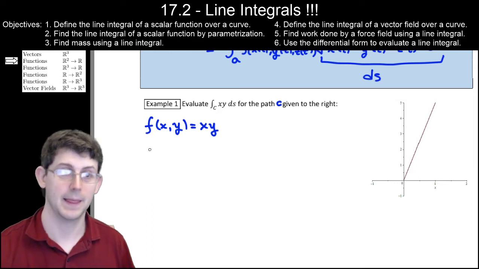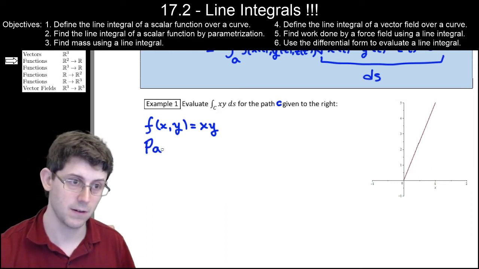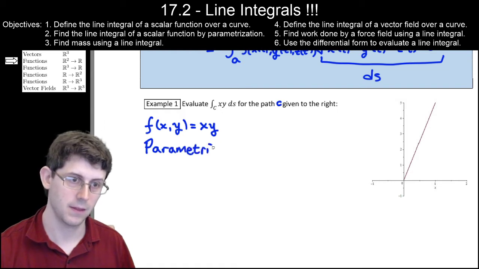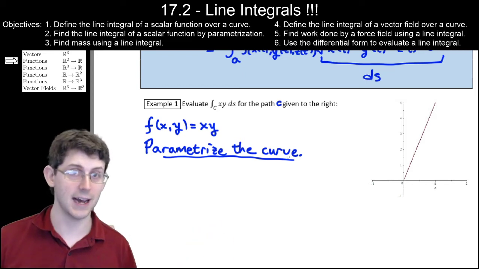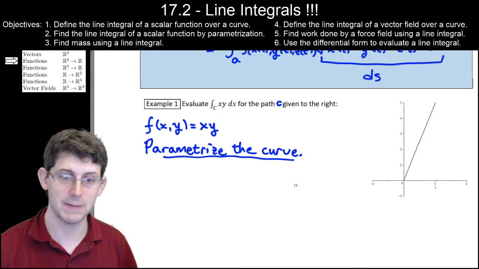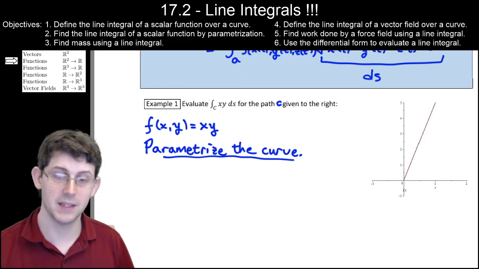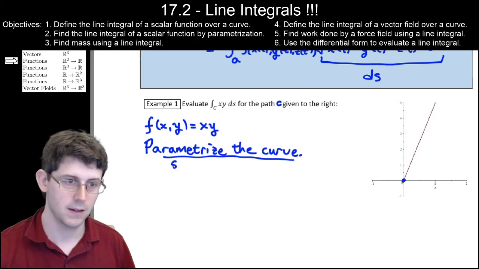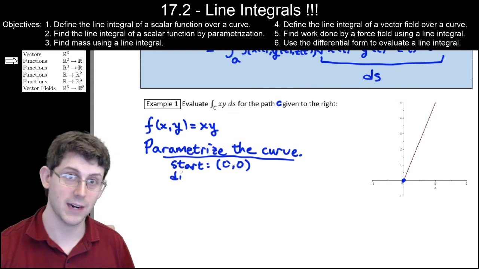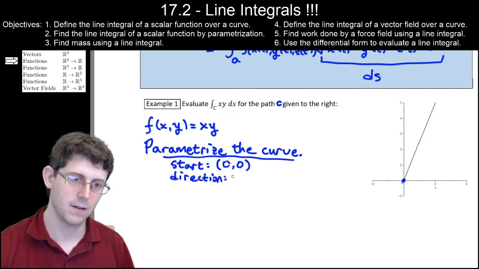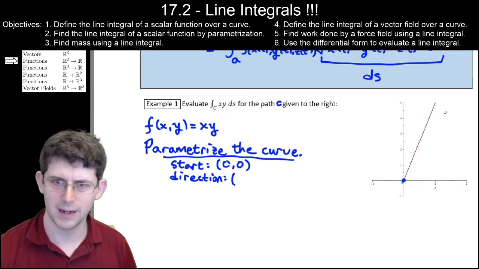So how do I do that? How you do that is you parameterize the curve. That's basically the plan for all of this. If you can parameterize C, then you'll be able to get all of the things in your integral in terms of time, which lets you actually do the problem. So parameterize the curve. To parameterize a line segment, the easiest way to go is to pick a starting point, and then figure out which direction it's headed. The direction it's headed is over by 1 and up by 5.